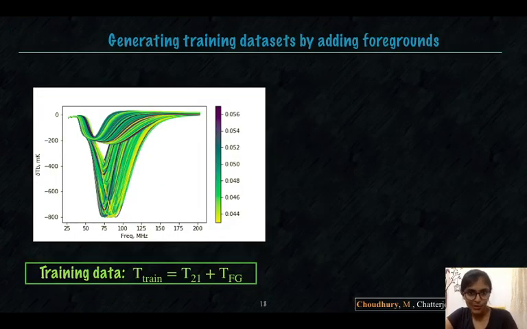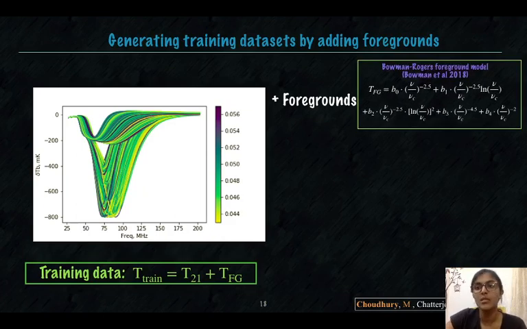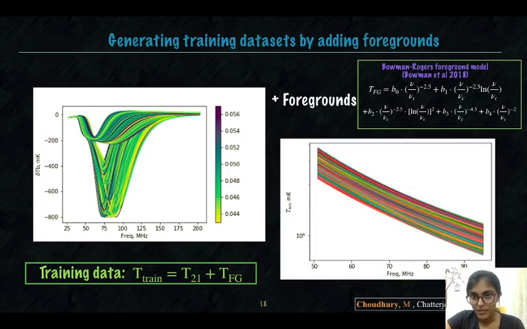When we add foregrounds, we model them with physically motivated models as per the Bowman-Rogers foreground model 2018. This is the combined training set where we have the normal traditional signals as well as the global EDGES-like signals. With this we add the foregrounds, and our training set looks like this.